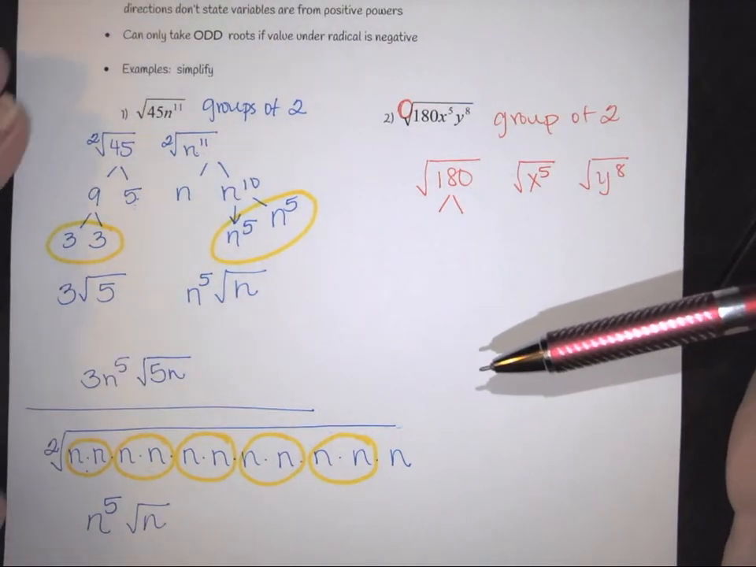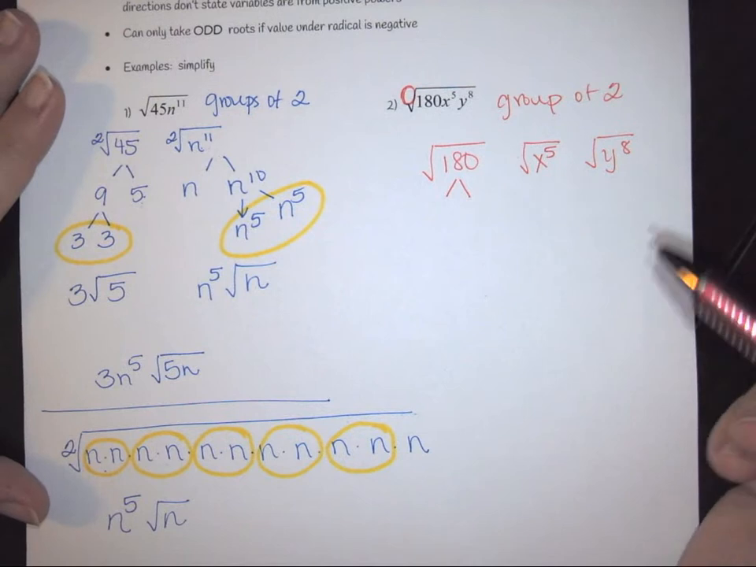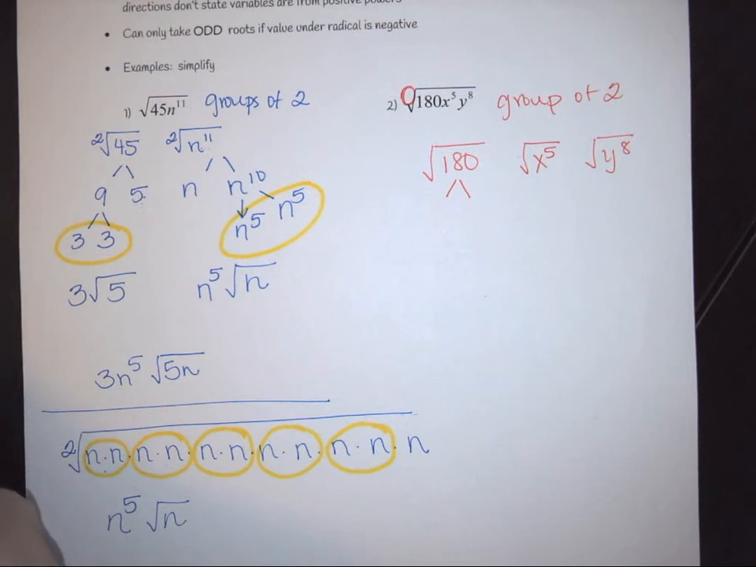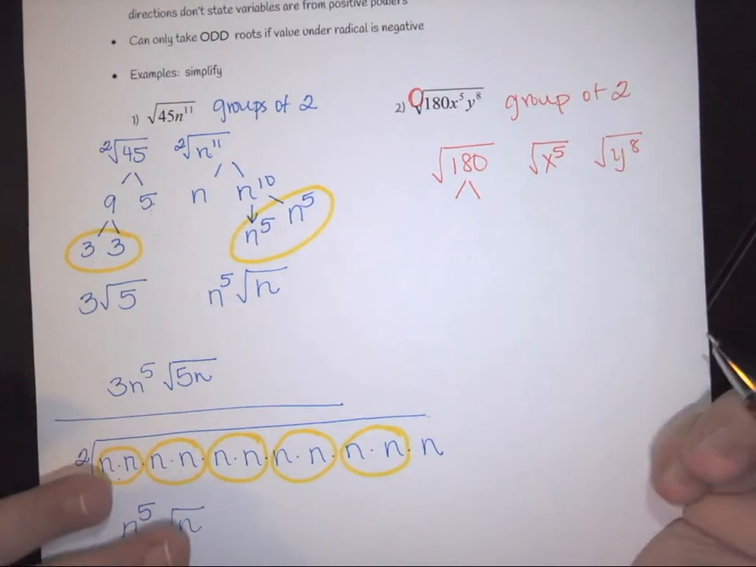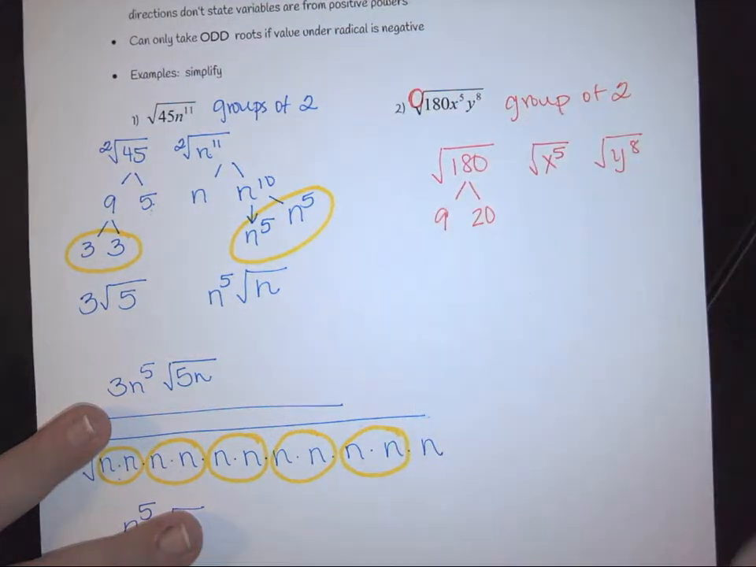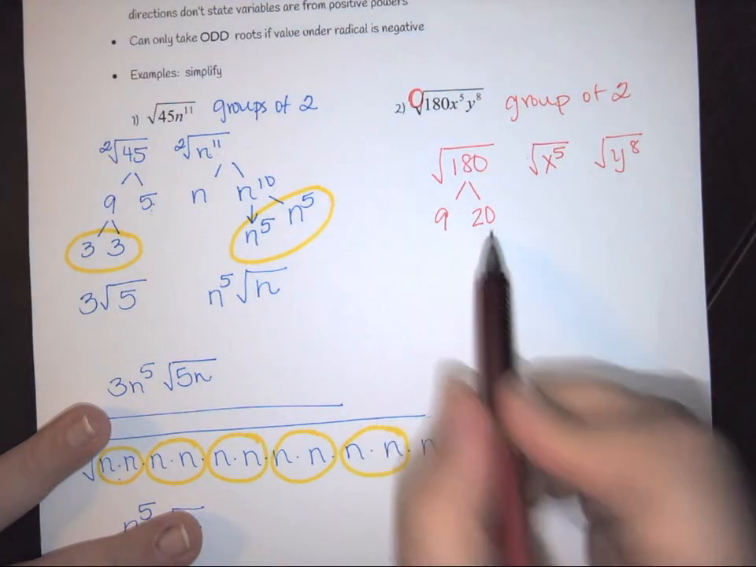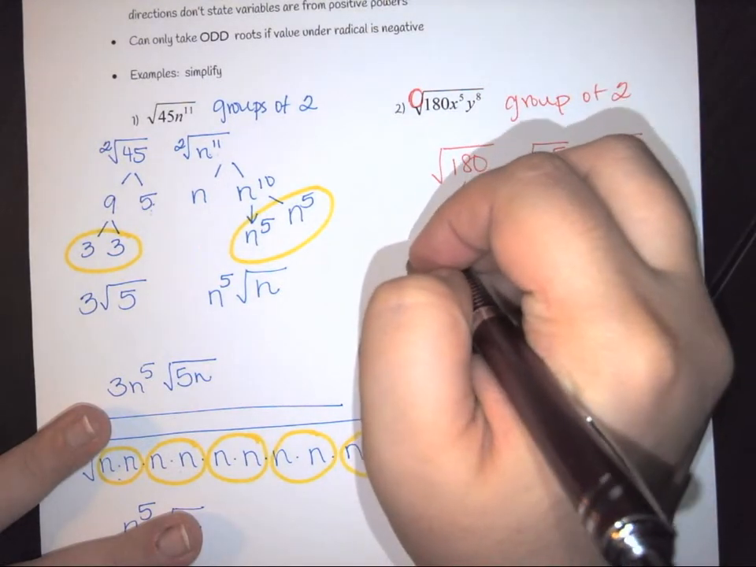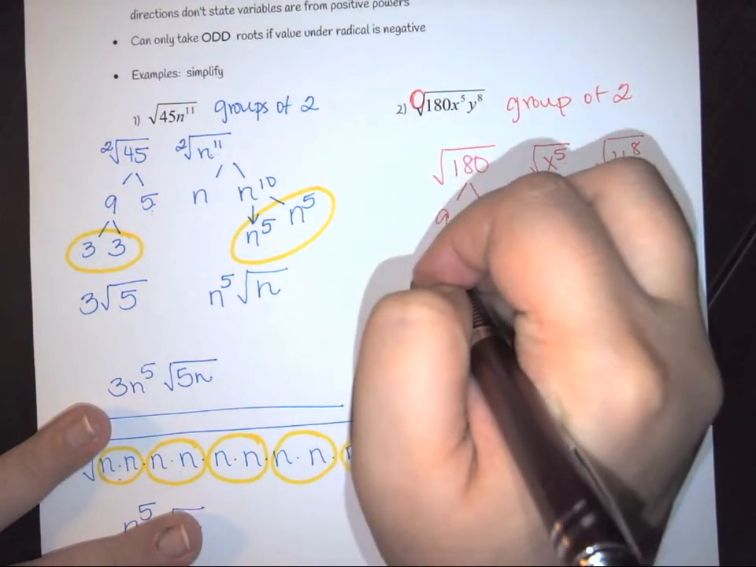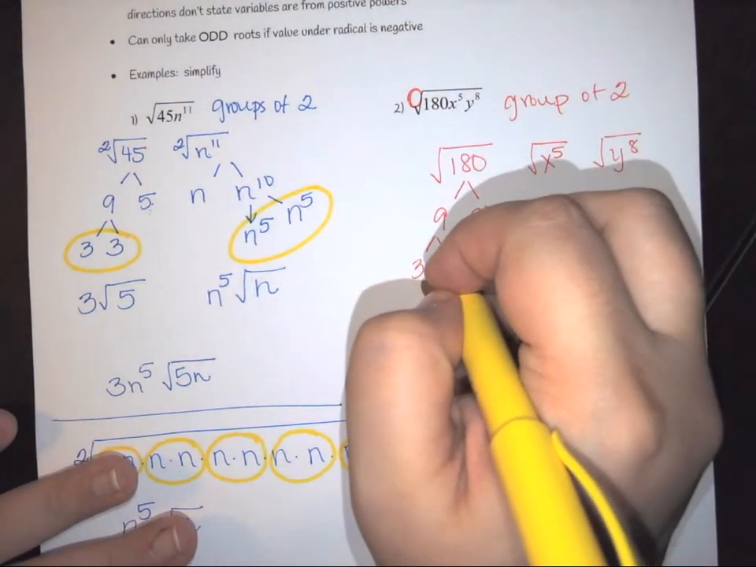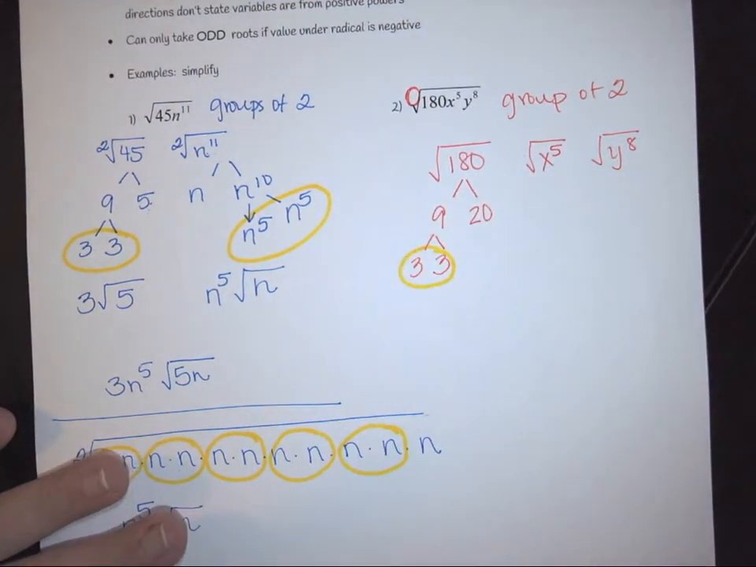So one of the things, like I said, that we may see is we may see 180 divided by 9. So if we see 9, that leaves 20. Notice I have a group of 2, but they're not the same. My 9 I already know can break down again into 3 and 3. And there is my first group of 2 that I can pull out.